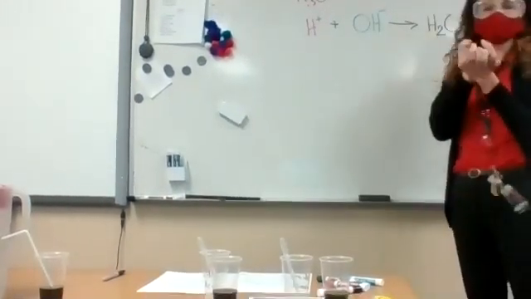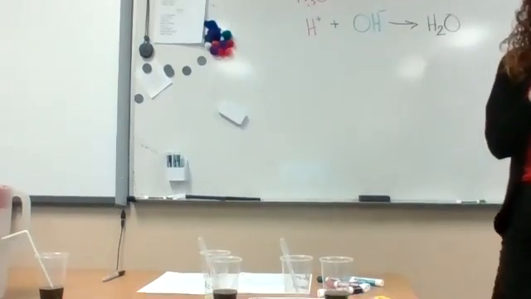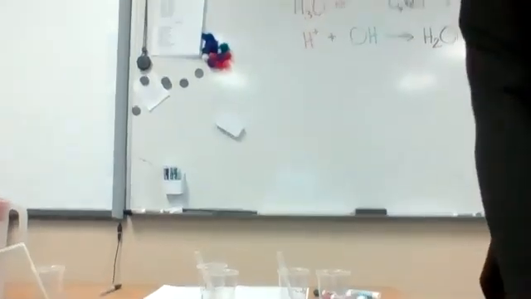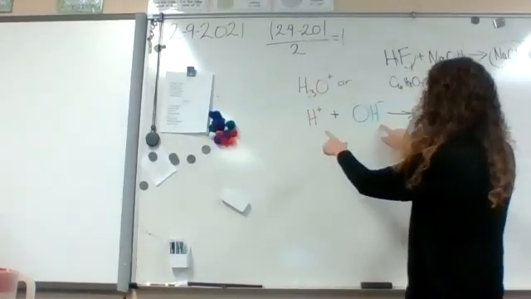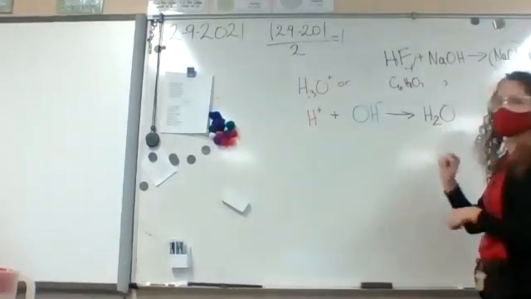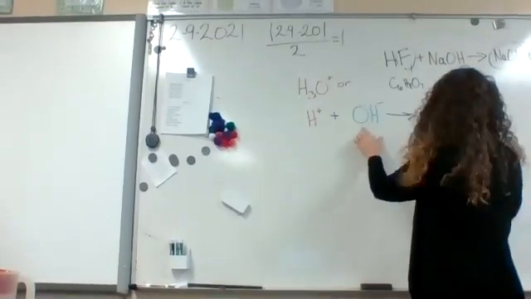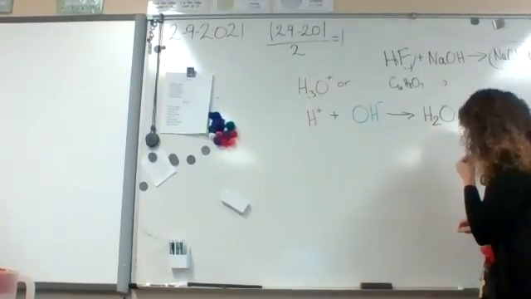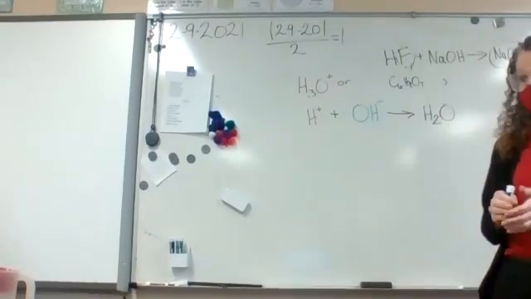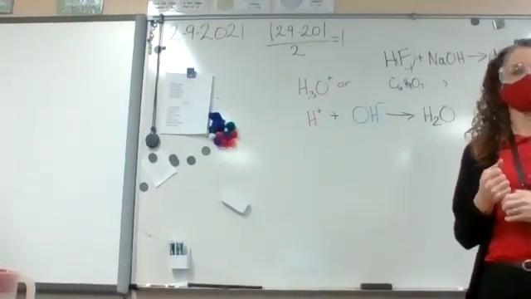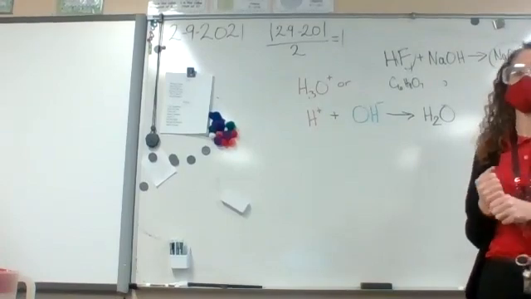We know that mass is conserved, right? If you have two hydrogens over here, you're going to have two hydrogens over here. If you have one oxygen over here, you're going to have one oxygen over here. But you know what else is conserved? Charge. Charge is conserved in a properly balanced chemical reaction.